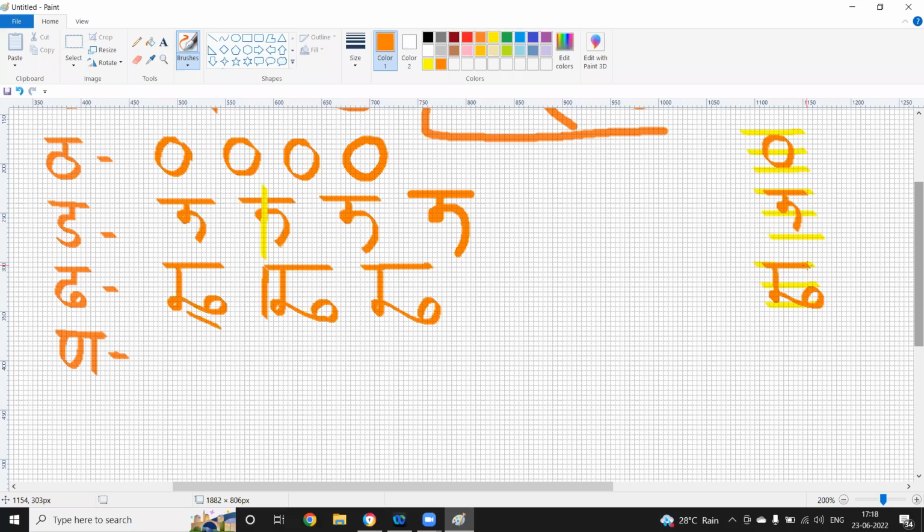But then it shouldn't be too much outside also. It shouldn't be like this as well. So this would be incorrect. A little bit outside the Shirorekha is fine.